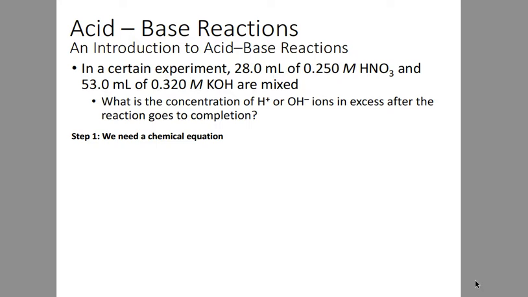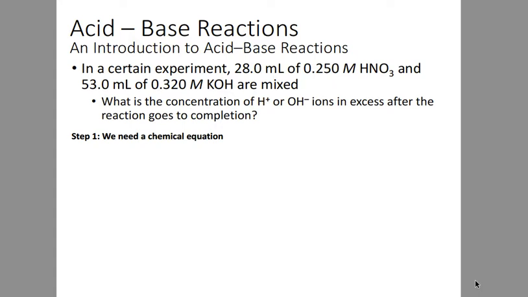In a certain experiment, 28.0 milliliters of a 0.250 molar HNO3 solution is mixed with 53.0 milliliters of a 0.320 molar KOH solution. What is the concentration of the H plus or the OH minus ions that are in excess after the reaction goes to completion?